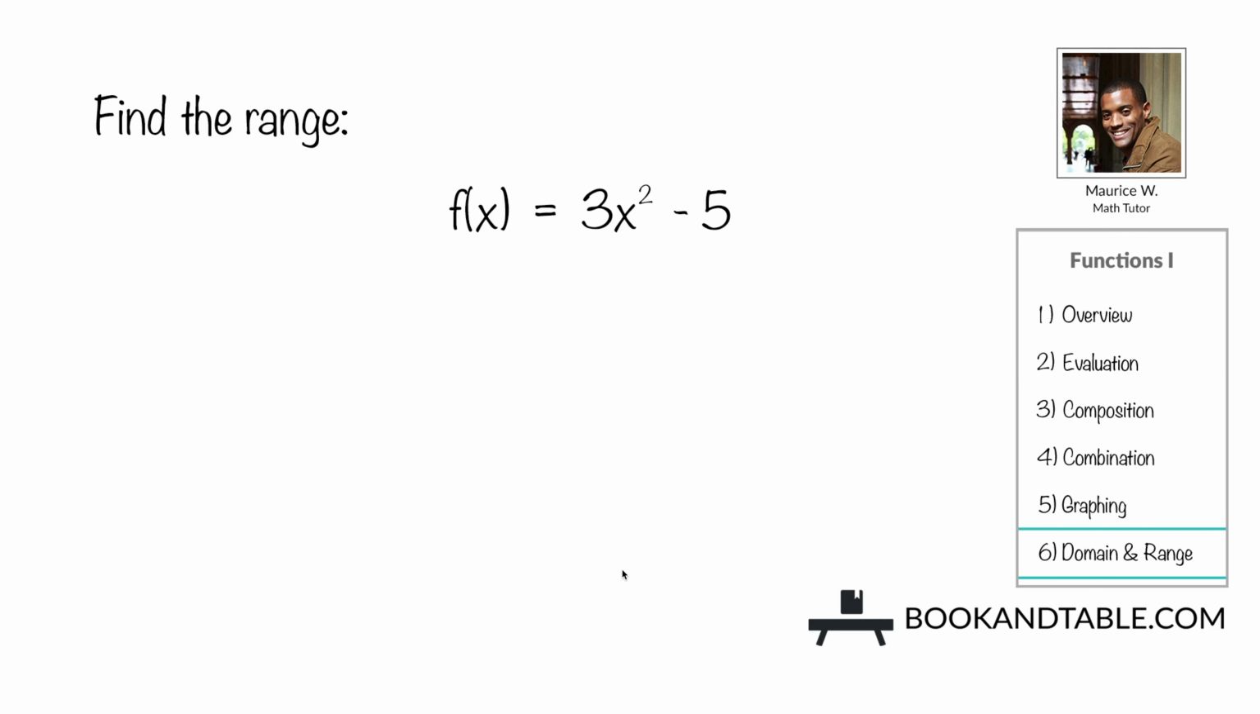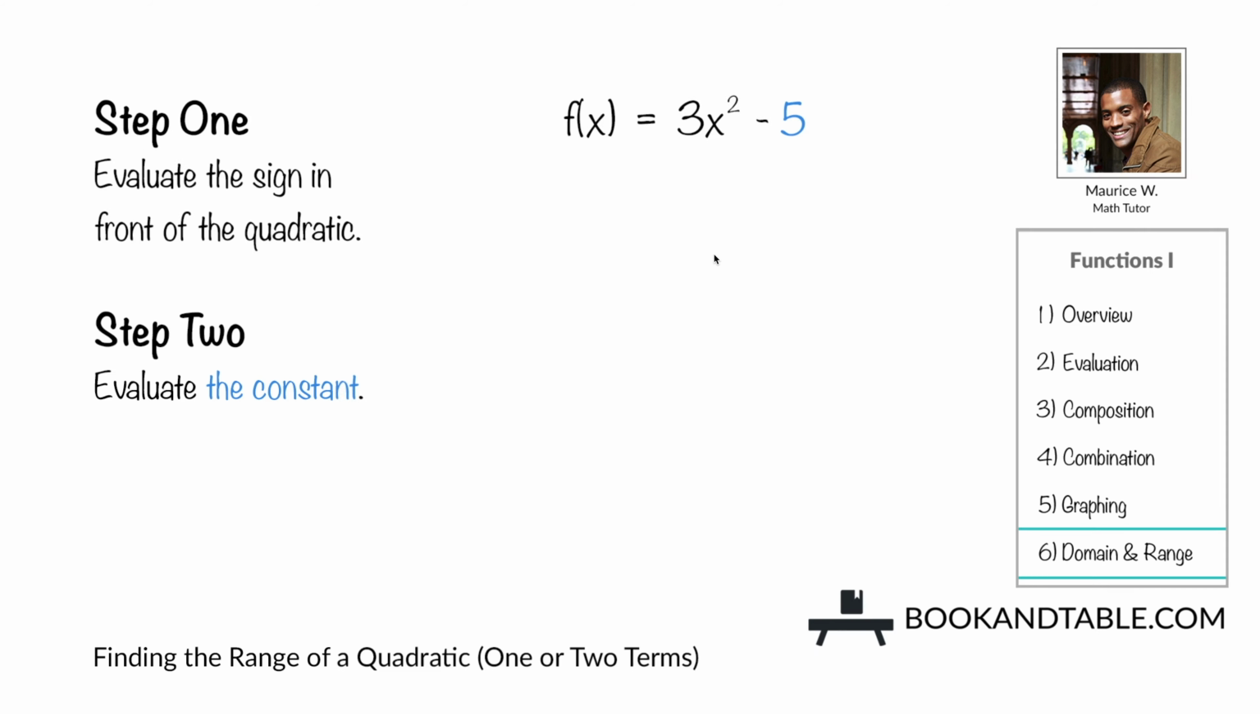So let's walk through an example together. Let's say you're asked to find the range of f of x, which is equal to 3x squared minus 5. Step 1, evaluate the sign in front of the quadratic. It is positive, so that lets us know that this is going to be opening upwards towards positive infinity as the high point of our range. And then step 2, evaluate the constant, which is -5. So this is where the range will begin. So the range is from -5 to positive infinity, including -5.